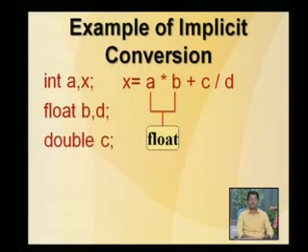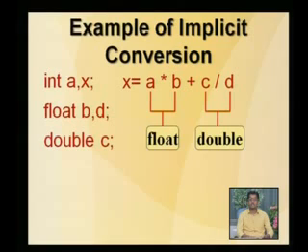Now as you can see over here, float always contains a lower value as compared to the double. So in the case of implicit conversion, we will convert our data type to double. So the answer of C divided by D will be double. And then finally float plus double will be assigned to the variable x.